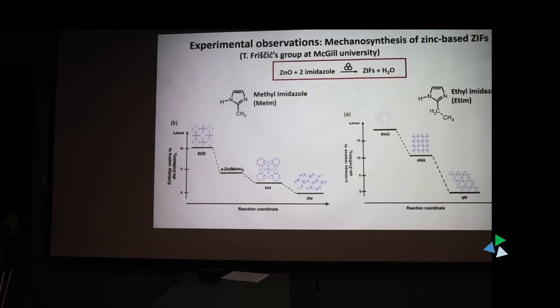In this case, they first find the whole topology, then the ANA, then the quartz. So on these graphs, they showed the enthalpy, so the formation energy of those ZIFs, and the horizontal axis represents the reaction coordinates. This means that they observe those ZIF topologies at different times during the mechanochemical process. Okay, first they observe this, then this, then this, then this.